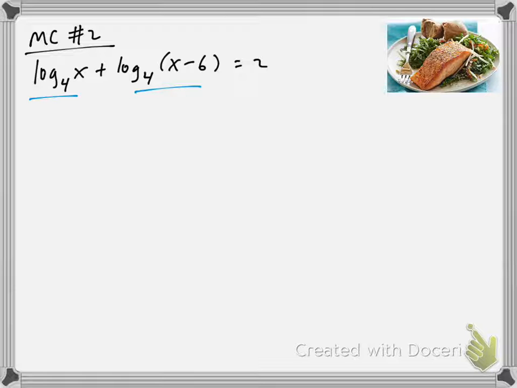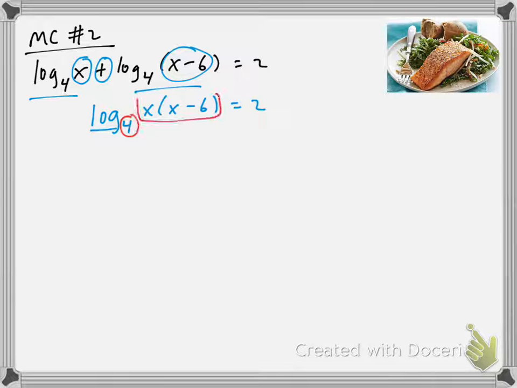We want to make sure we get one log on the left side. You're going to use the properties of logs to combine these two logs. The sum of the logs is the log of the product. And so we're going to rewrite the left side as just one log of the product of the two arguments. And now we notice that we have a log, we have a base, we have an argument, and we have this other number on the right. So we only have one log, and we have a number that's not a log.